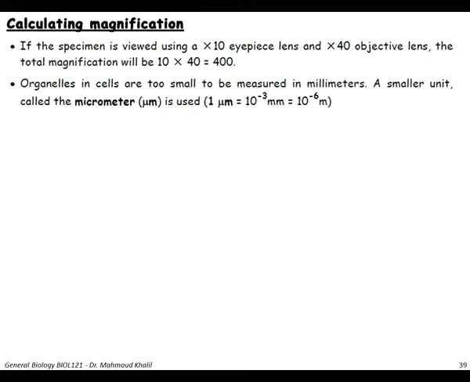So here is a good example of how we can use a microscope to calculate magnification. If a specimen is viewed using the eyepiece, which is 10 times, with an objective lens that is 40 times, the total magnification will be the multiplication 10 times 40, so the magnification here will be 400 times. Organelles in cells are too small to be measured in millimeters. So we use a smaller unit, which is the micrometer, which is 10 to the power minus 6 meter. So each 1 micrometer is 10 to the minus 6 meter.